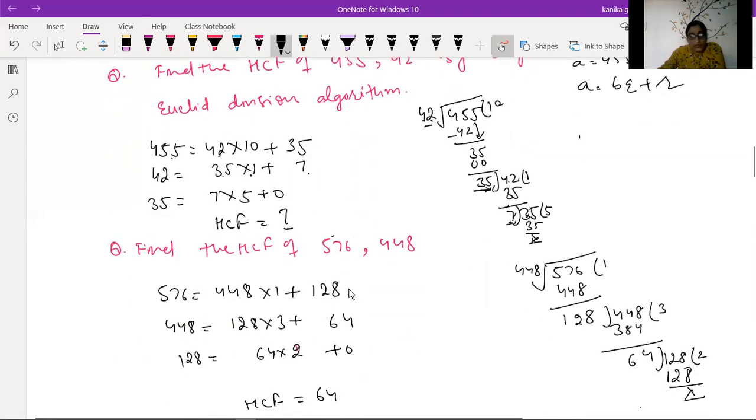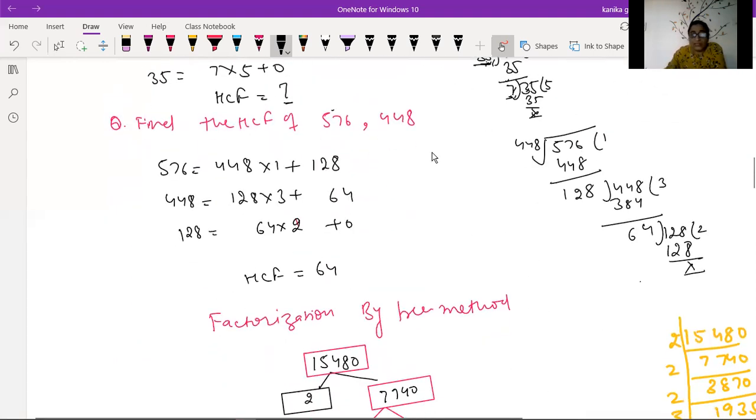Now the next question is find the HCF of 576 and 448. Again, here 576: you take A equal to 576, the bigger number, and the smaller number is B, which is 448. So you can write 576 divided by 448. 448 once is 448, subtracting, we get 128.